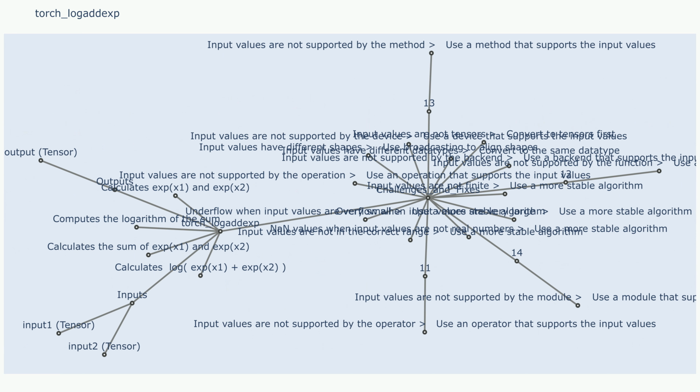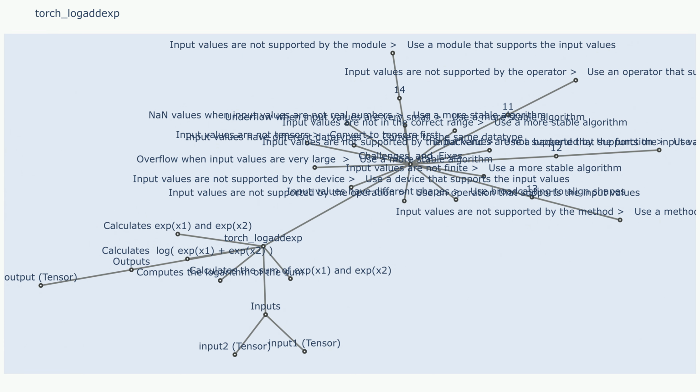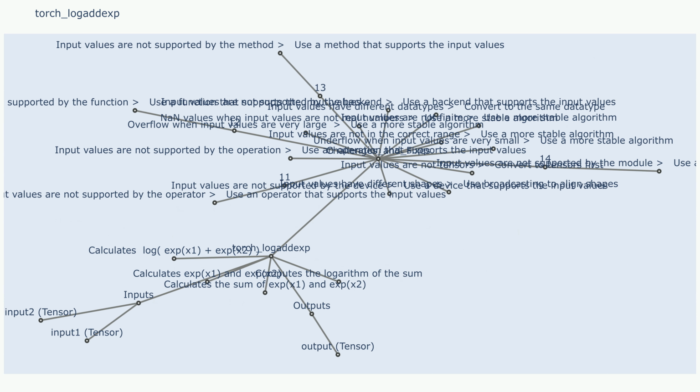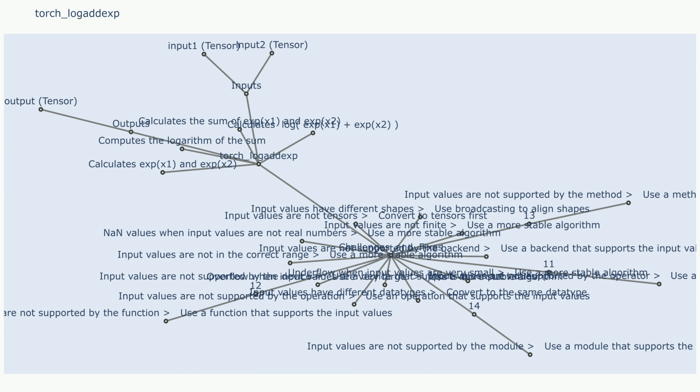Challenges and fixes. Challenge 1: overflow. If the input values are very large, the exponentials can overflow, resulting in an infinite value. Sample use case that resulted in challenge 1: torch.log(torch.exp(torch.tensor(1000)) + torch.exp(torch.tensor(1000))). Fixes to challenge 1: use the torch.logaddexp function instead of calculating the exponentials manually. It handles overflow internally.